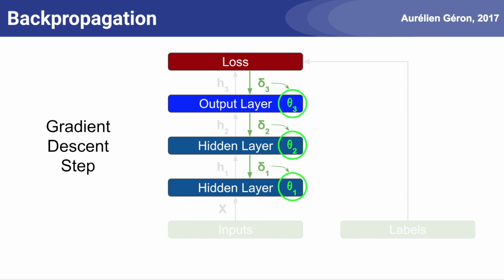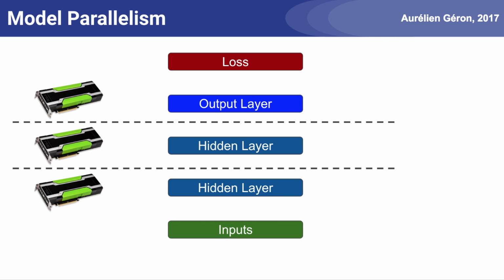Now, suppose you want to speed up training. You buy 3 GPU cards and you split the neural network in 3 parts, with each part running on a different GPU. This is called model parallelism. Unfortunately, because of how backpropagation works, model parallelism is inefficient.